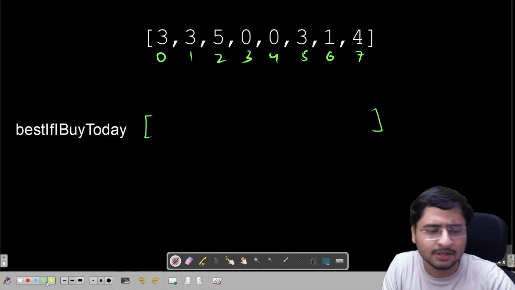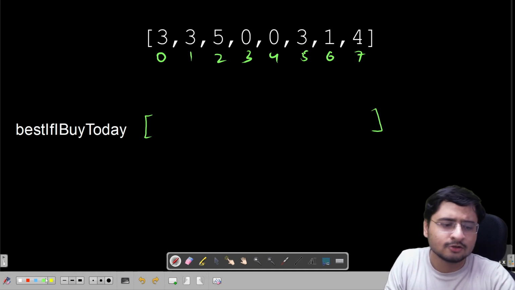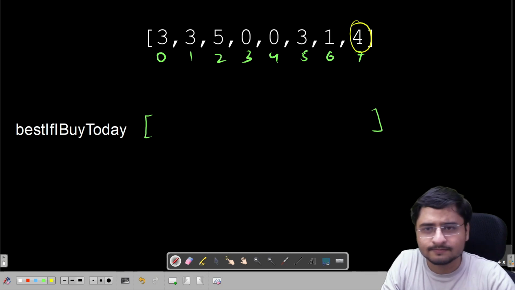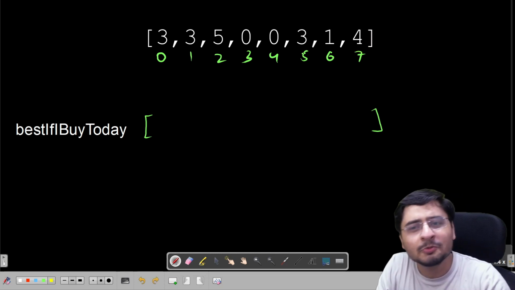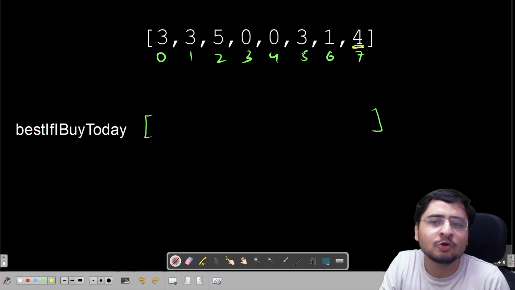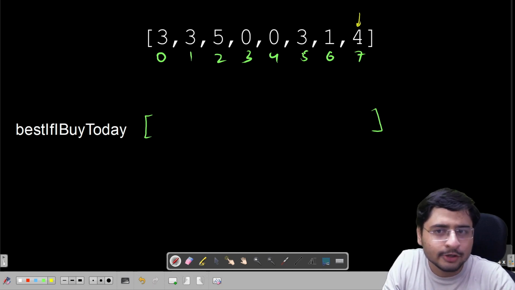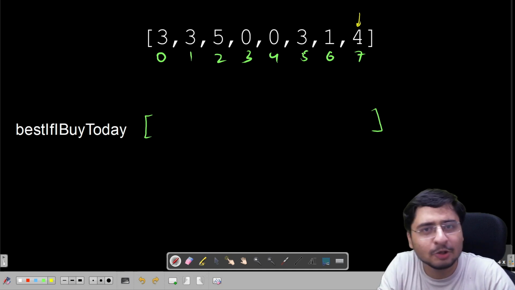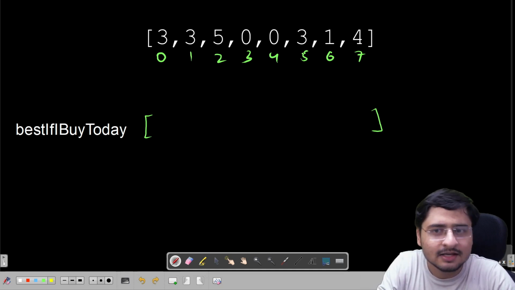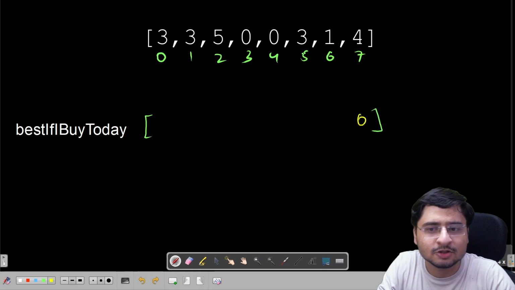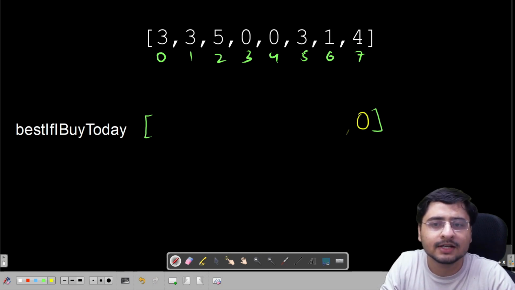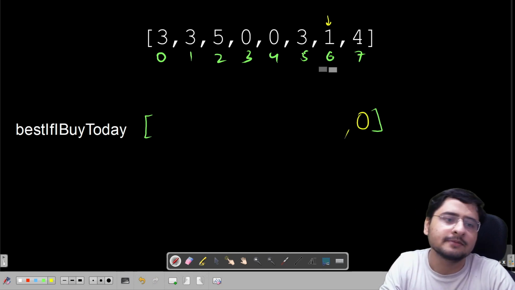I think it's becoming a little bit confusing, but let's get right into it. So, 4. If you are only allowed to buy here, what's the profit you'll be able to make? You need a selling day as well, right? The best profit you'll be able to make on the last day, buy on this day, sell on this day, is 0. Correct.